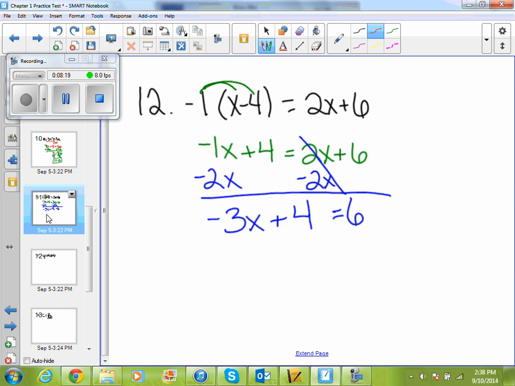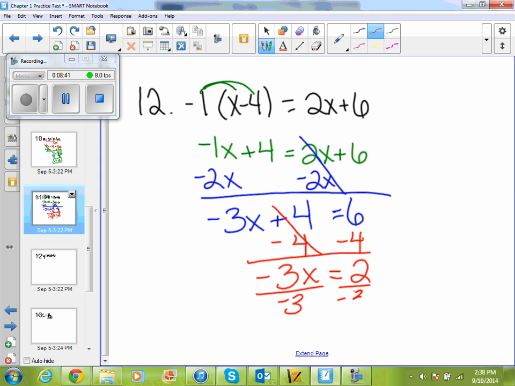Alright, so what's next? Subtract 4, subtract 4. So negative 3x equals, what's 6 minus 4? 2. So negative 3x equals 2. What's my last step? Divide by negative 3, divide by negative 3. Does 2 divide evenly by negative 3? No, so we're just going to leave it as a fraction, 2 over negative 3.